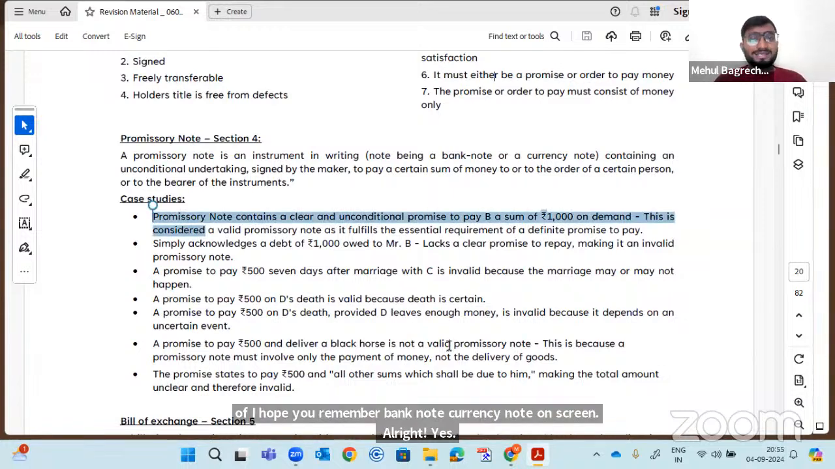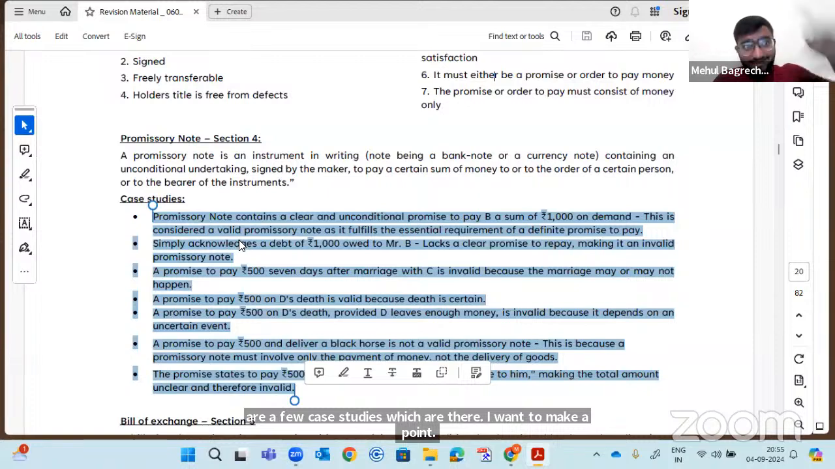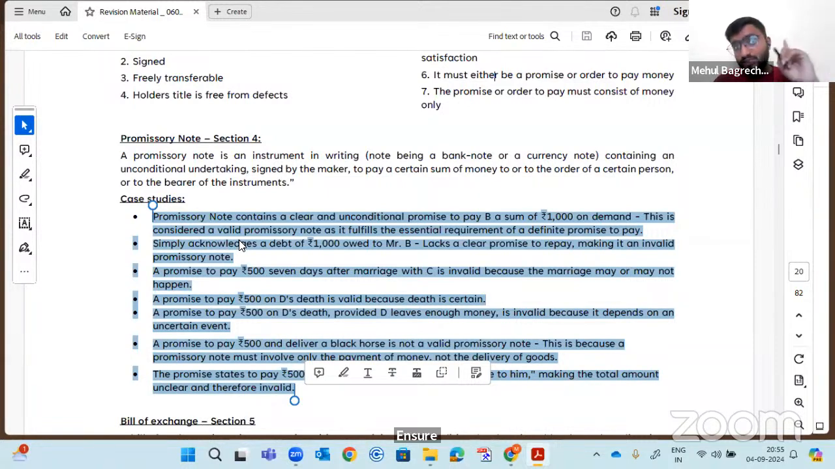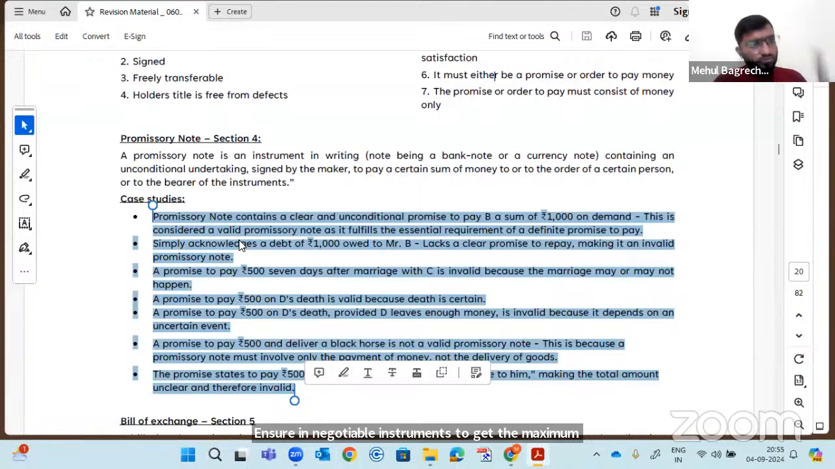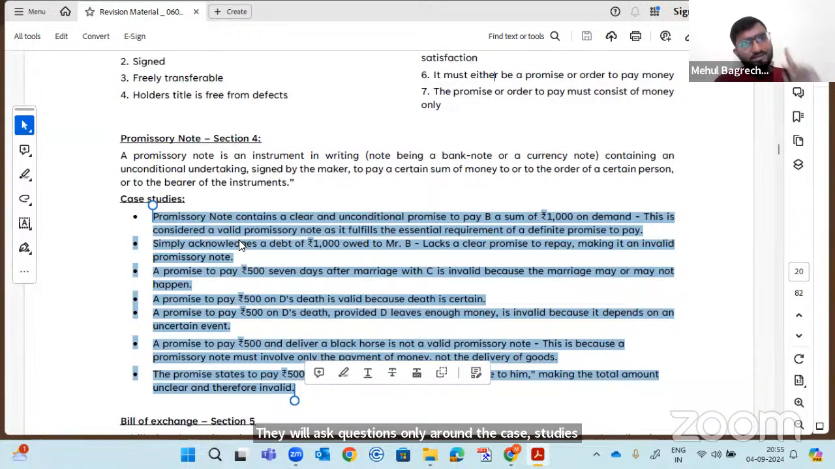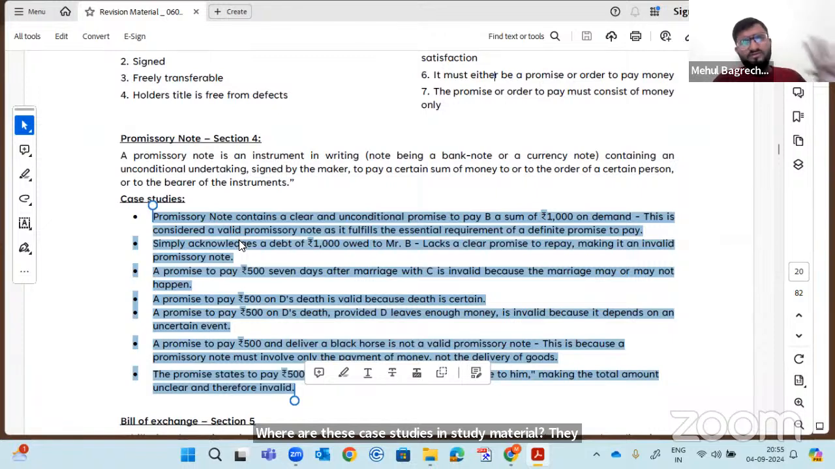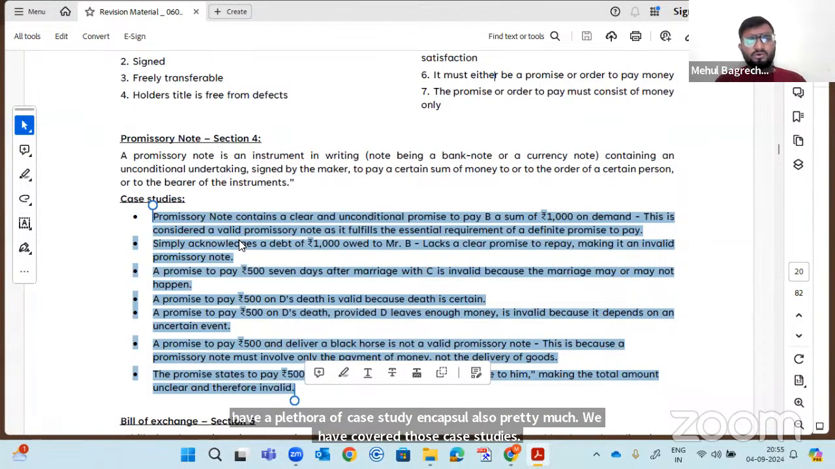There are a few case studies. I want to make a point. In negotiable instruments, to get the maximum marks, ensure you read as many case studies as possible and then go. They will ask questions only revolving around the case studies. Where are these case studies, sir? In the study material, they have a plethora of case studies. In the CAPS material also, pretty much we have covered those case studies. All right. So this is about your promissory note.